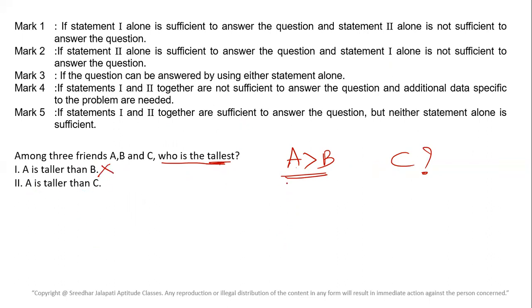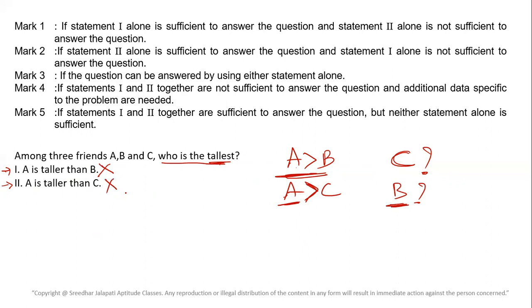Second, A is taller than C. When A is taller than C, to say A is tallest, I need to know about B also. You cannot say it is already given in 1. First of all, you have to analyze the two statements separately. When you are analyzing 1 alone, you should not involve 2. When you are analyzing 2 alone, you should not involve 1. In the first statement, A is taller than B, but we do not know about C. In the second statement, A is taller than C, but we do not know about B. So 1 alone is not giving the answer, 2 alone is not giving it.